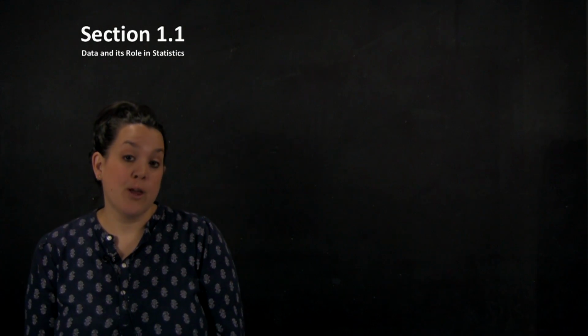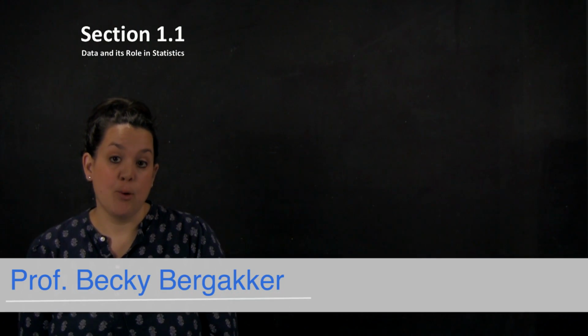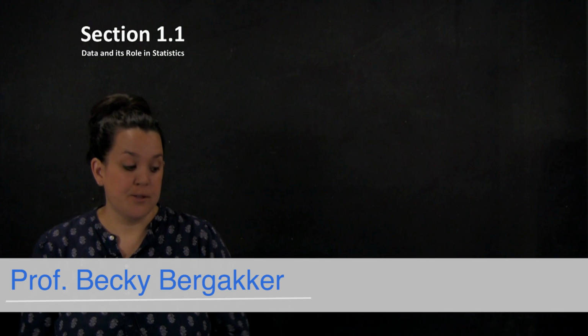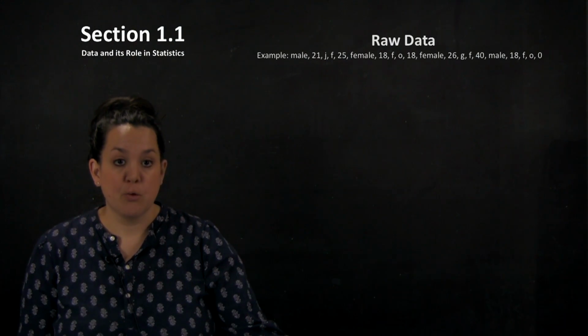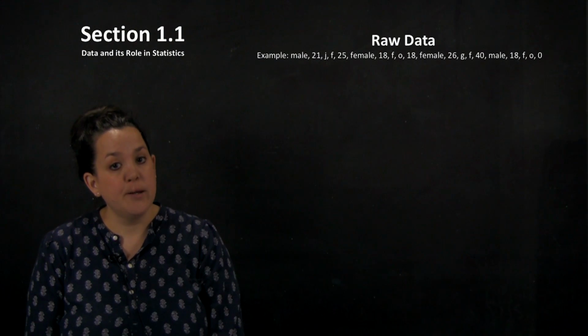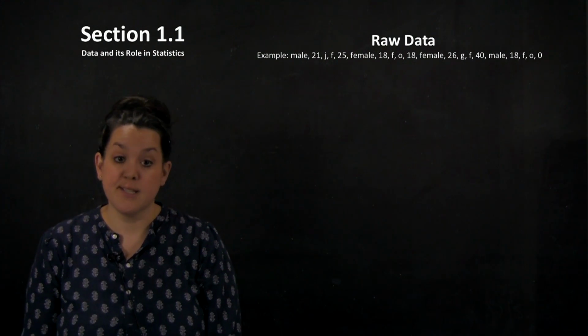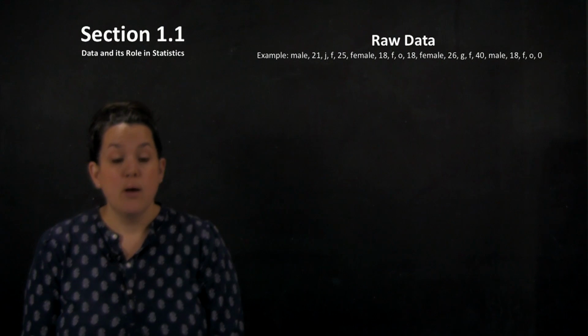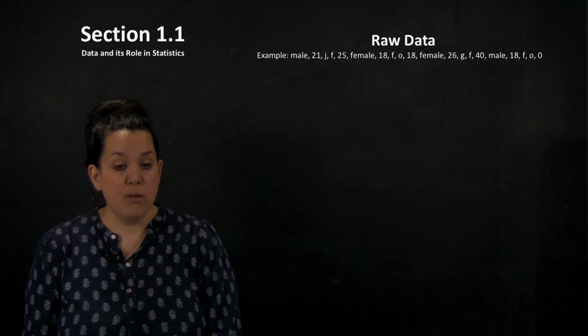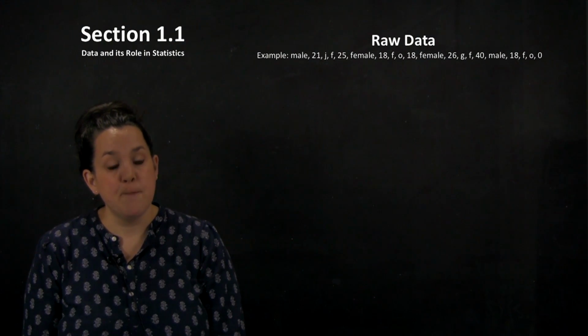Okay, today we are looking at section 1.1 of the book, which is discussing data and different aspects of it. So we're going to start by looking at raw data. Raw data is data that has been collected but not processed in any way. So raw, similar to raw material from the earth, there's nothing that has been done to it.